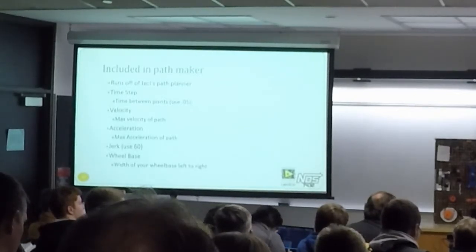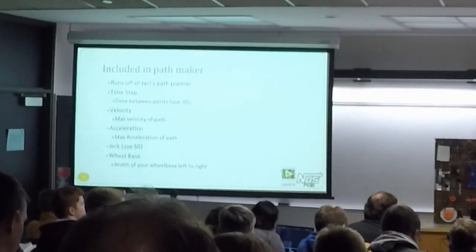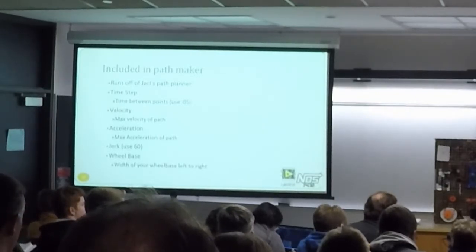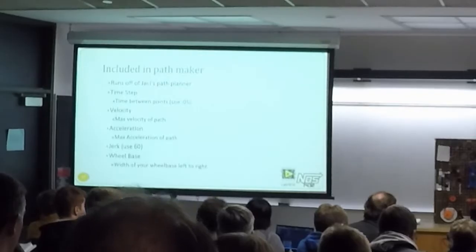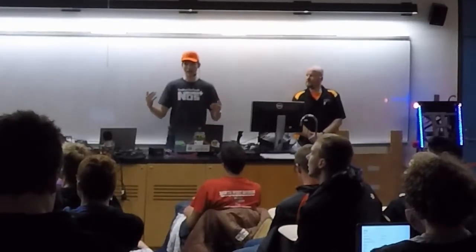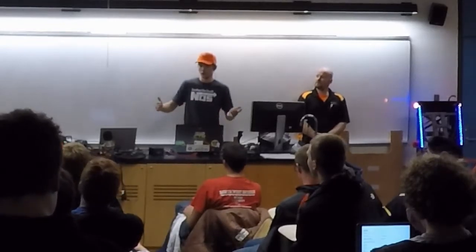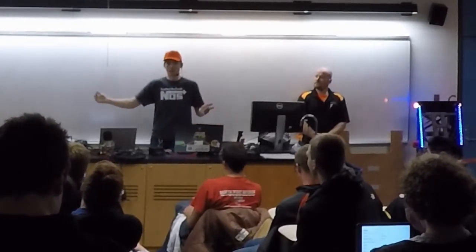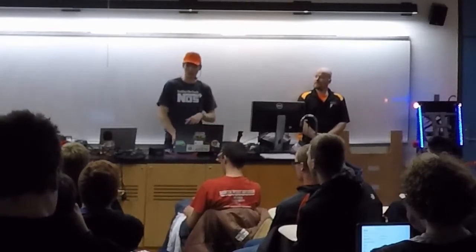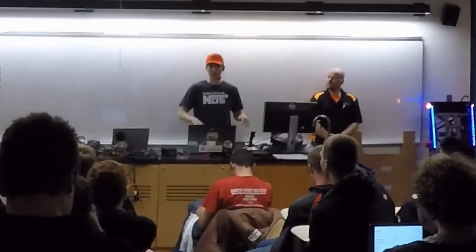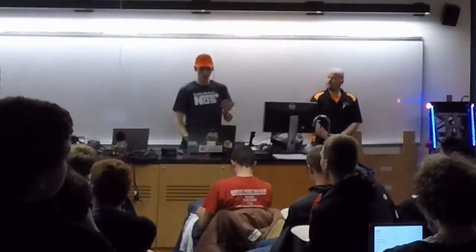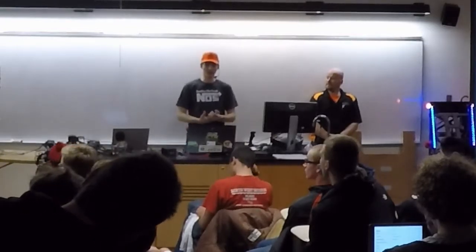Set it to, say, 8. You don't want to max it out just because you don't know what your battery power is going to be. Acceleration is the max your robot can accelerate from a stop position to any given speed. We usually do about half of what your velocity is, even maybe a little bit less, so it's a little bit smoother. Jerk, use 60.